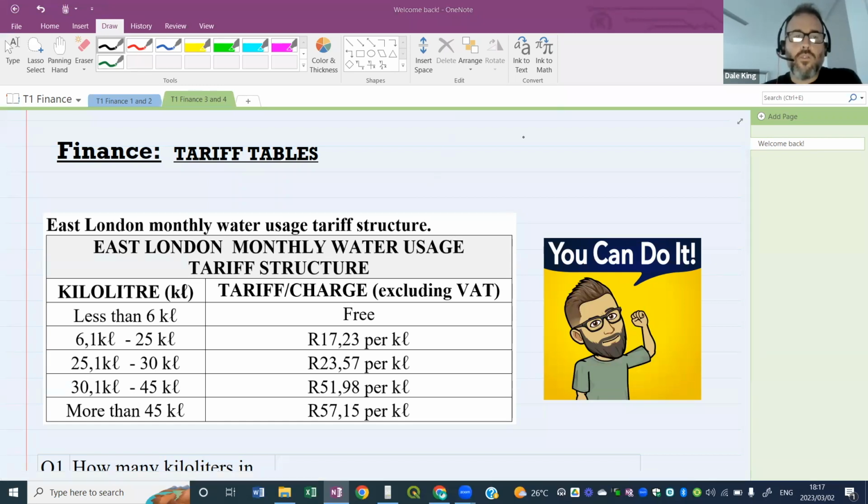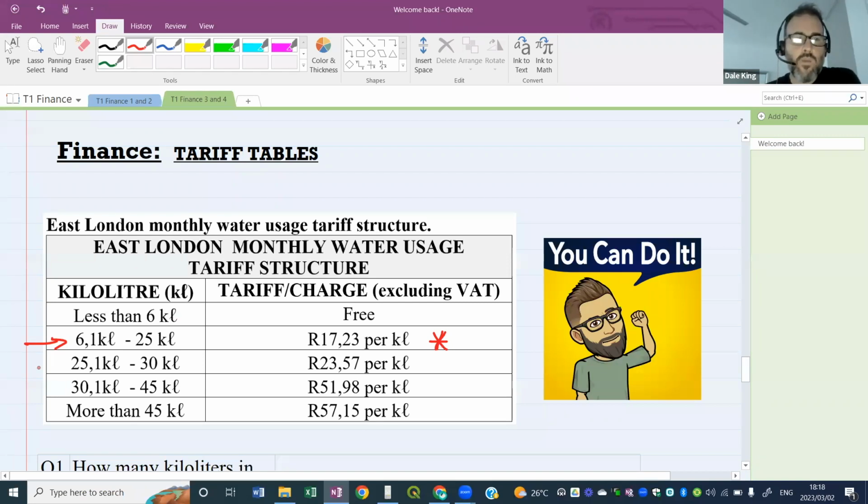So the first 6 kiloliters of water usage has no charge. And then what we're going to do is move into the next bracket. In the next bracket, we see 6.1 kiloliters to 25 kiloliters. If you use anything from 6.1 to 25 kiloliters of water in a month, you'll get charged 17 Rand 23 cents per kiloliter that you use. You're not going to get charged 17 Rand 23 no matter what you use. You get charged 17 Rand 23 for every kiloliter you use. If you're in that category, that is your per kiloliter charge.